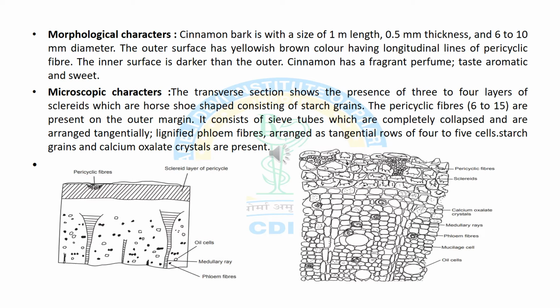Now we will discuss morphological and microscopic characters of cinnamon bark. Cinnamon bark is reddish brown in color. It is 1 mm in length, 0.5 mm in thickness and 6 to 10 mm in diameter. It has a pleasant odor and an aromatic and sweet taste. Now we will discuss microscopic characters. The outermost layer consists of 3 to 4 layers of sclereids which are horseshoe shaped, and pericycle fibers are also found. It also consists of medullary rays, calcium oxalate crystals and starch grains.